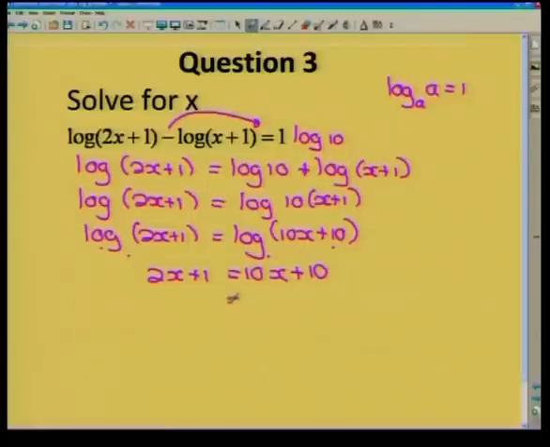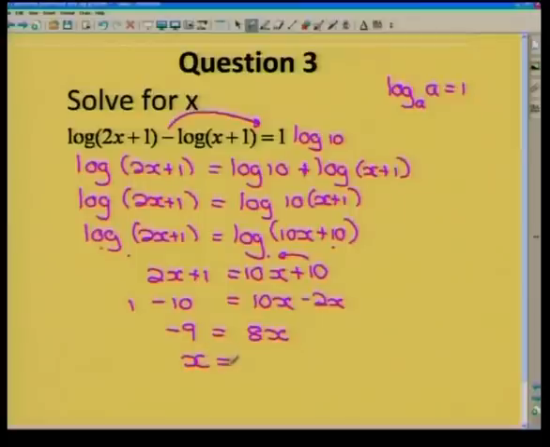And now sorting it out, I'd have the 10x here, transpose that over here as minus 2x. I've got the 1 here, transpose that over as minus 10. So I have minus 9 equals 8x, which means x is minus 9/8. Exactly the answer I got the other way.